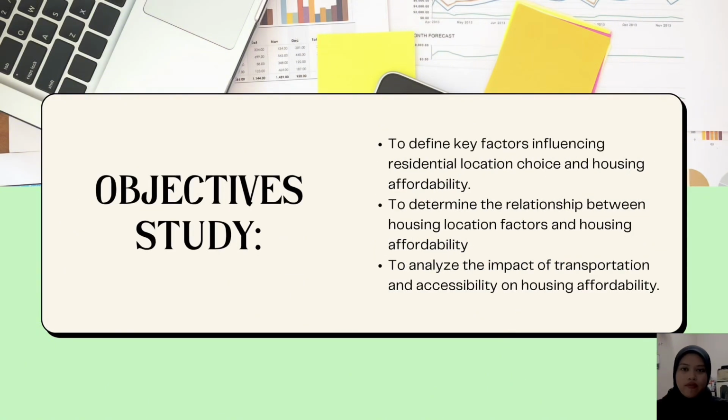The objectives of this study are, first, to define the key factors influencing residential location choice and housing affordability. Second, to determine the relationship between housing location factors and housing affordability. Third, to analyze the impact of location-related factors including transportation and accessibility on housing affordability in the Klang Valley.